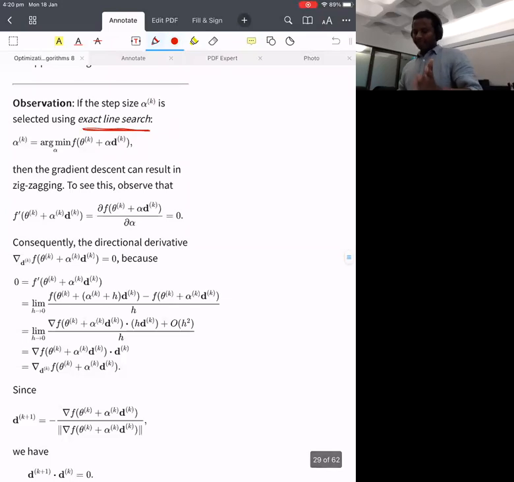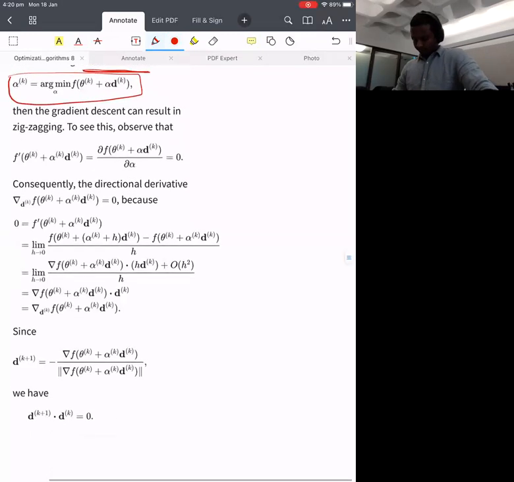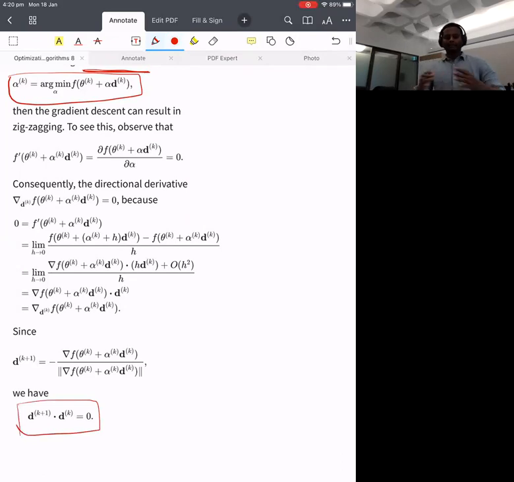Using exact line search by solving this formula, what you see is that the directions are orthogonal to each other. You zigzag, and even if you don't do exact, even if you're close to exact, you might end up seeing paths closer to zigzag in gradient descent.